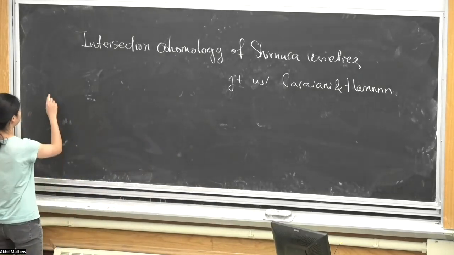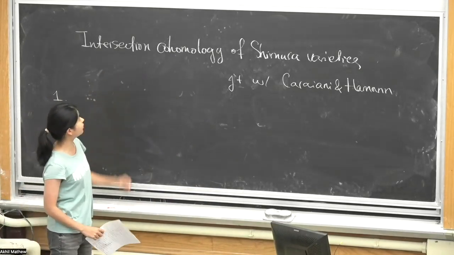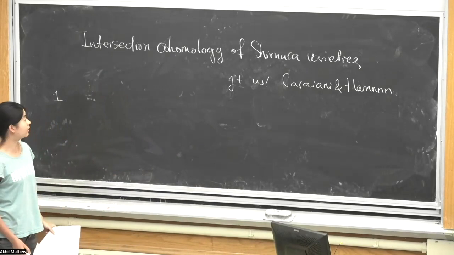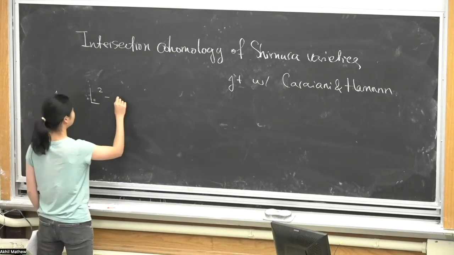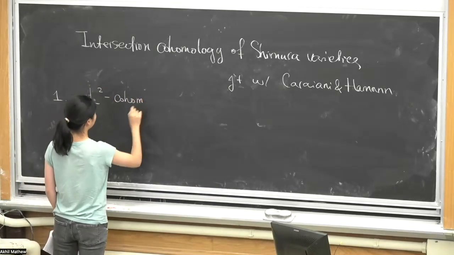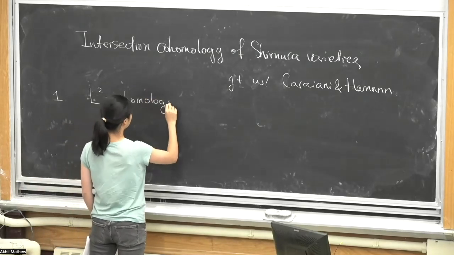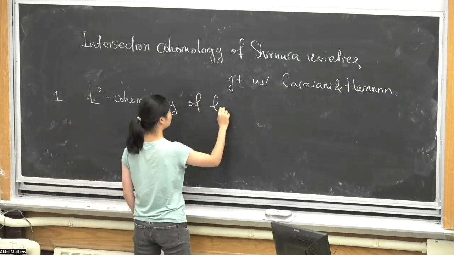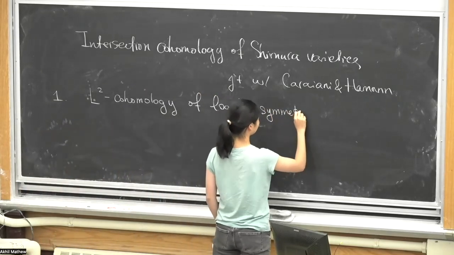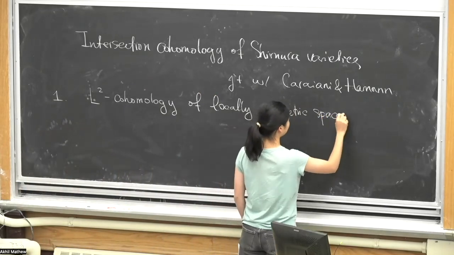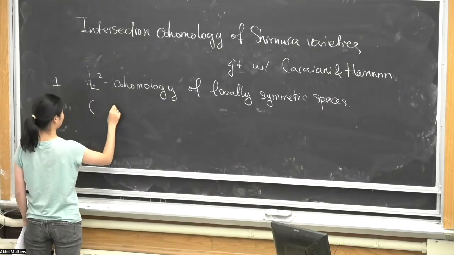So what I want to start with is an extended motivation on why people are interested in the intersection cohomology of Shimura varieties. So let me therefore start with the L2 cohomology of locally symmetric spaces, which is the object people studied before intersection cohomology. So let me immediately put myself in the situation where we have the Shimura variety.